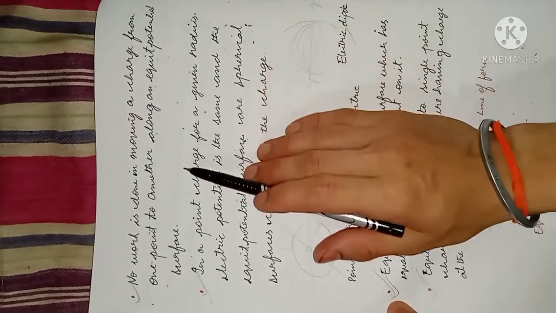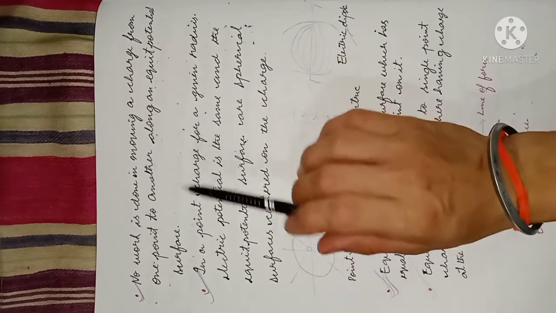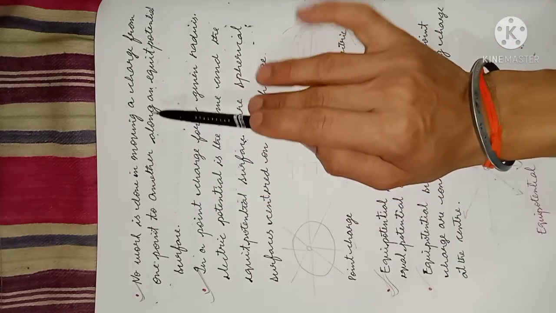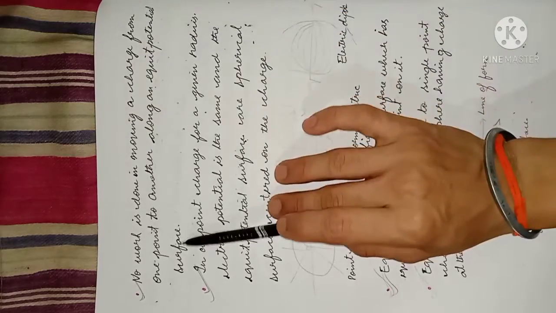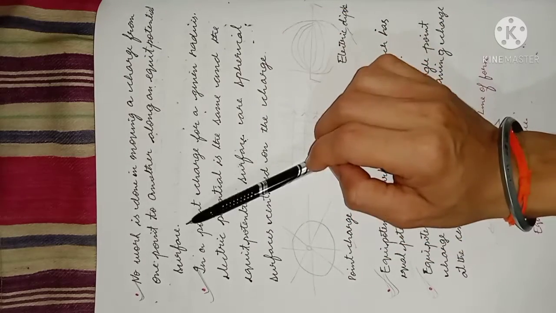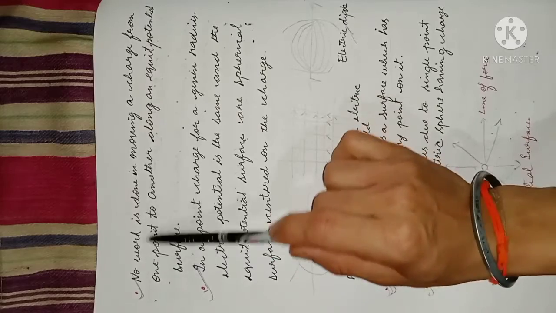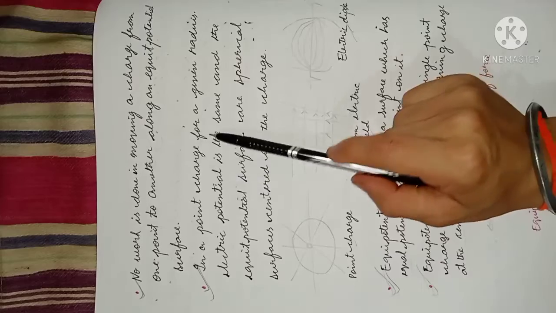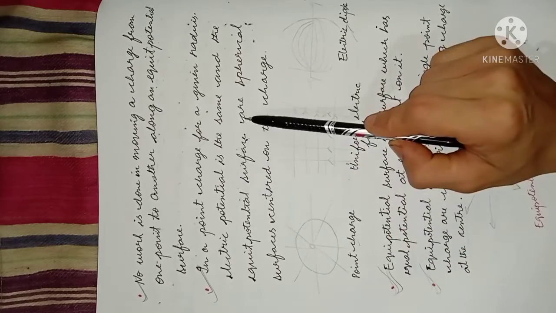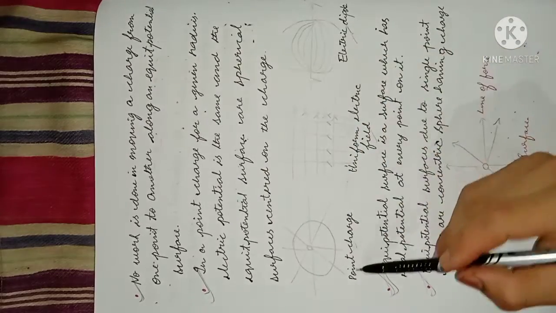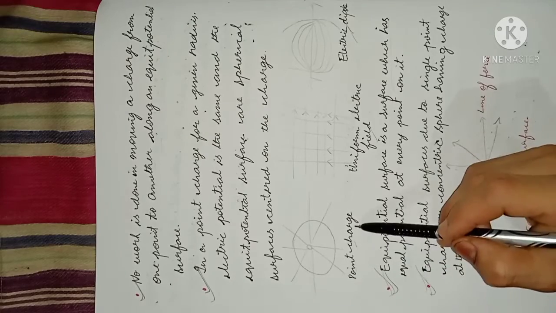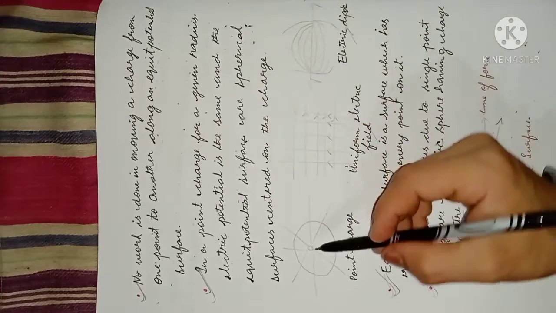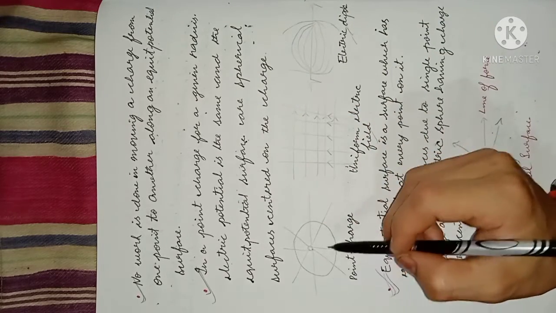There are some points regarding equipotential surface. No work is done in moving a charge from one point to another along an equipotential surface. That means on an equipotential surface, no work is done. In a point charge, for a given radius, the electric potential is the same.